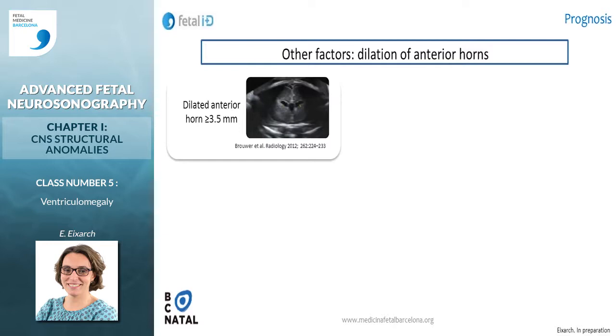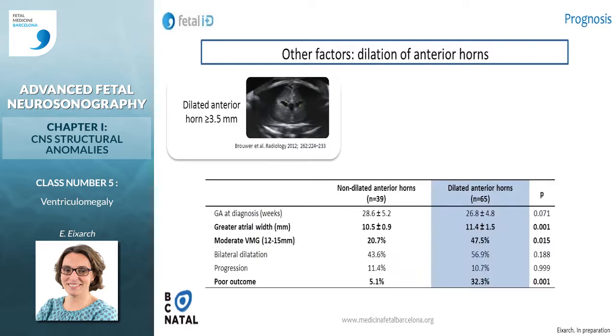And is there any other factor that could help us? A few years ago, we tried to identify whether the assessment of the anterior horn was a prognosis factor regarding ventriculomegaly. We evaluated if anterior horns of more than 3.5 mm had a predictive capacity for the cases that will have poor prognosis. And the study showed that those cases in which there was a dilated anterior horn, which was more frequent among moderate cases, had 30% of adverse perinatal outcomes in comparison with the non-dilated anterior horns, in which the adverse perinatal outcome was found in 5% of cases.